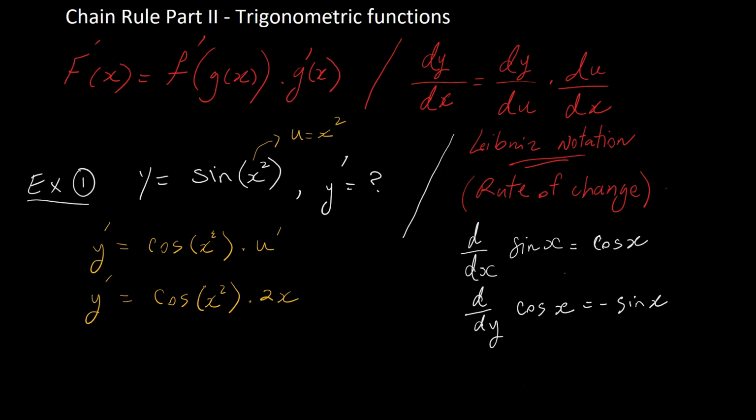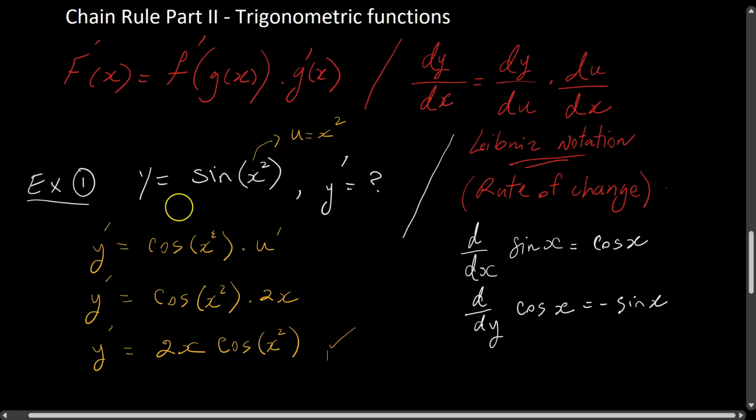All right, so once we have that, we can go ahead and simplify. Now usually we bring in the non-trigonometric term or expression to the front, so that would be 2x, and then times cos of x squared, and that is the answer to our first example where we took the derivative of sine of x squared function, where x squared is inside a bracket.